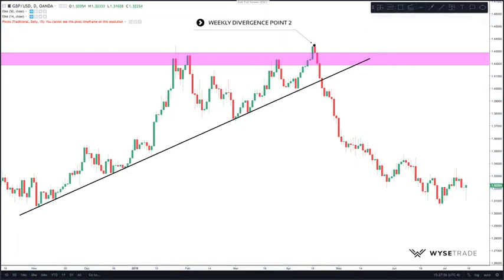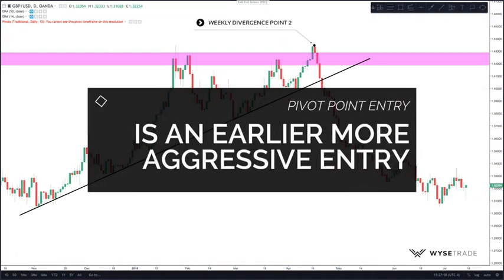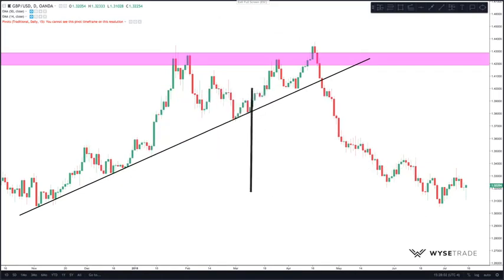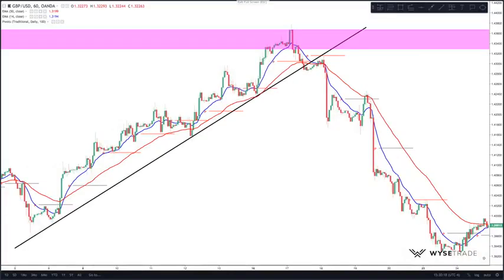Now, through using pivot points, you could have gone in earlier with a more aggressive entry. So what we did is we jumped to the 1 hour time frame. And remember that this move up here is the formation of the weekly divergence higher high. Now, as you can see, price is in a clear uptrend, and we were waiting for the uptrend to be over to look for an early entry.